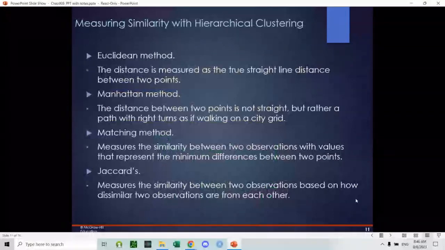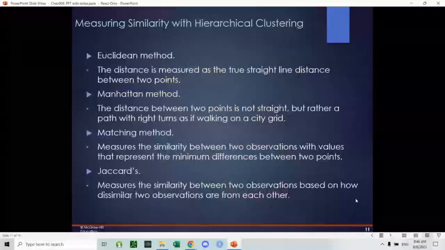So there are many methods for measuring similarity in hierarchical clustering. You can use the Euclidean method. The distance is measured as the true straight line distance between 2 points. In the Manhattan method, the distance between 2 points is not straight, but rather a path with right turns as if walking on a city grid, and thus this distance measurement is called the city block. The Euclidean or Manhattan methods are most often used when numerical data or numerical variables are analyzed.